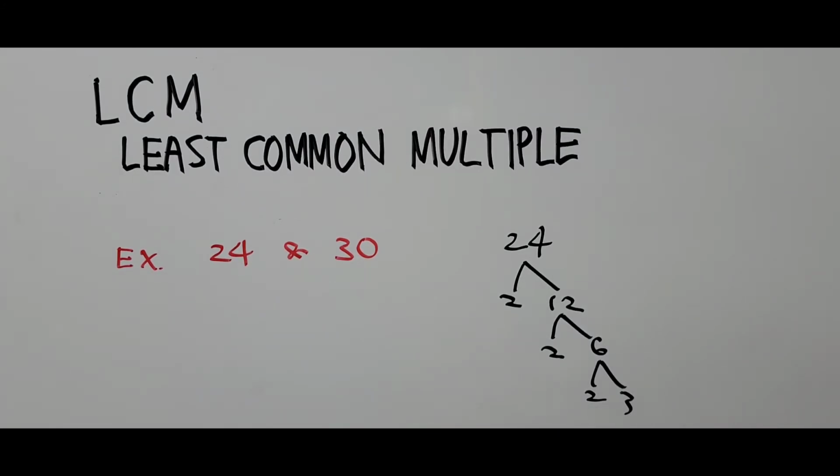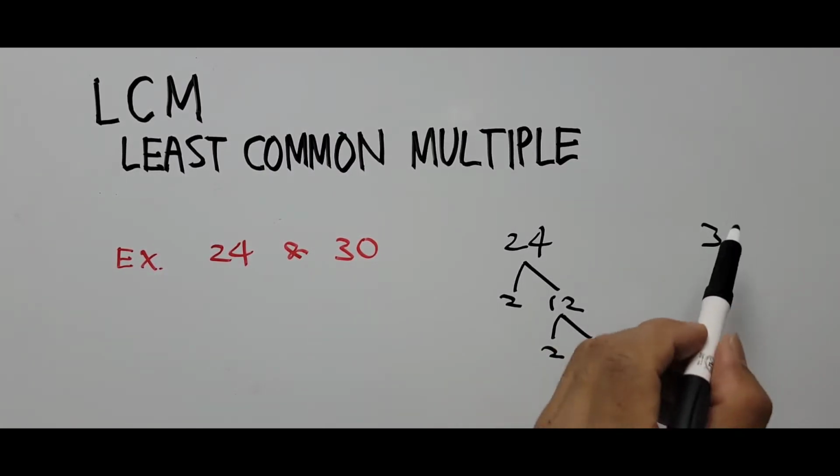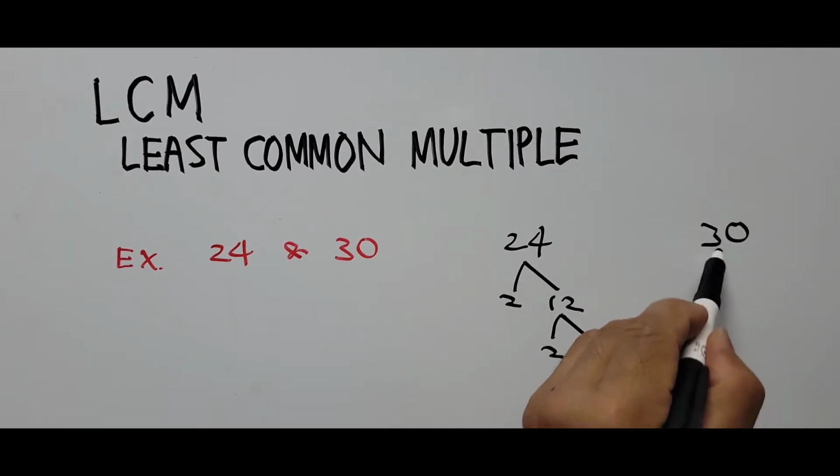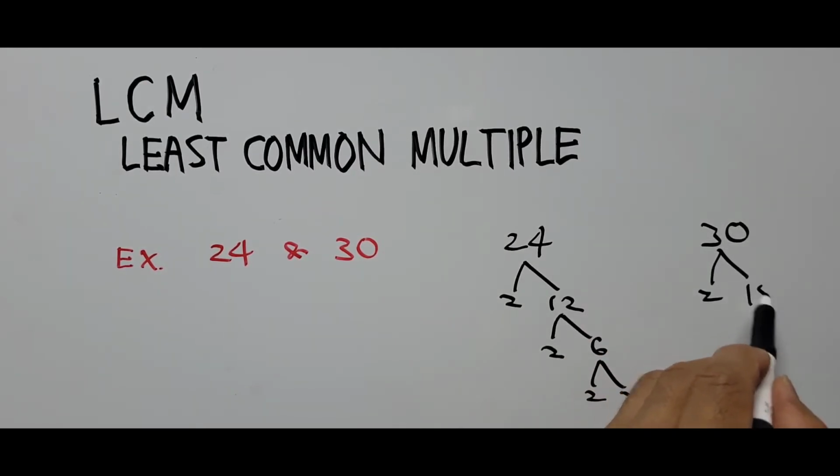And the other one is 30. So let's find the factors of 30. On the factor tree, that is 2 times 15, and 15 comes out to 3 times 5. So these are the factors of 30: 2, 3, and 5.